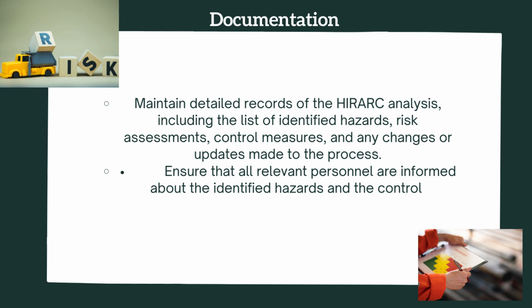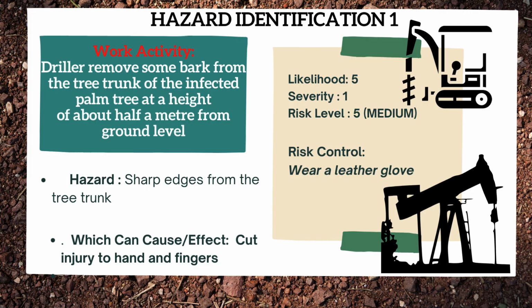Hazard identification 1. Work activity: driller removes some bark from the tree trunk of the infected palm tree at a height of about half a meter from ground level. Hazard: sharp edges from the tree trunk, which can cause a slash effect. Likelihood, 5. Severity, 1. Risk level, 5, medium. Risk control: wear a leather glove.